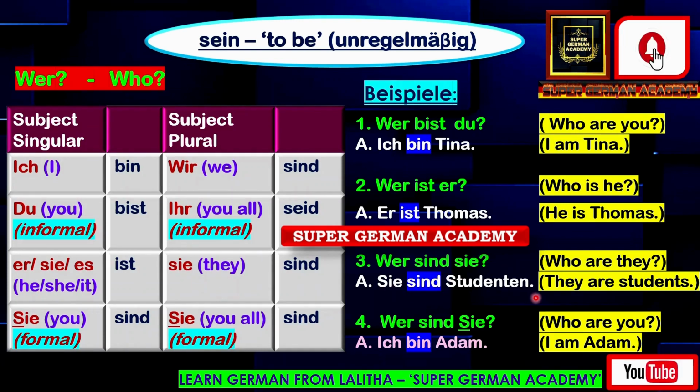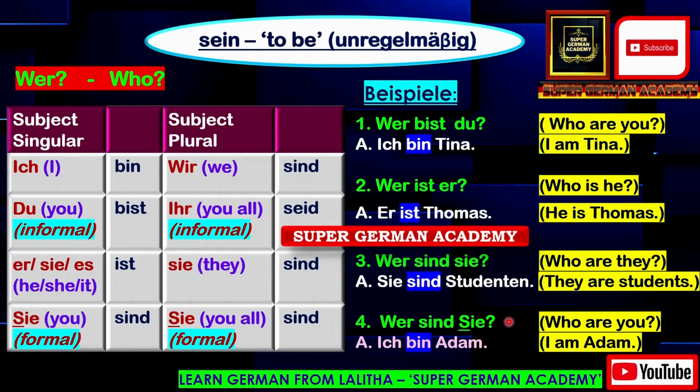Sie sind Studenten. Sie sind Studenten means they are students. Here Studenten means students. Here every sentence should start with a capital letter. Here S is capital, but it doesn't mean formal you. It is they, that is sie. Sie sind Studenten means they are students, because you are asking who are they? So the reply is they are students.